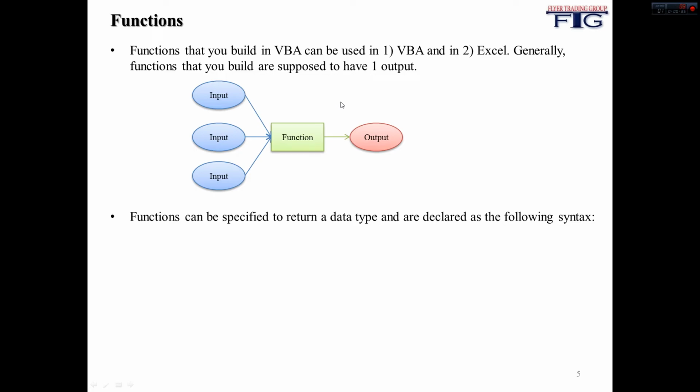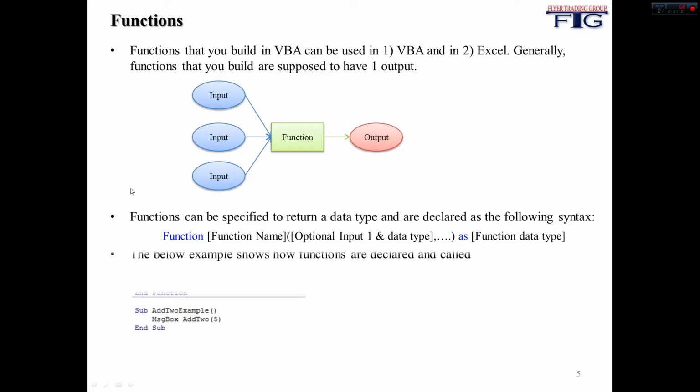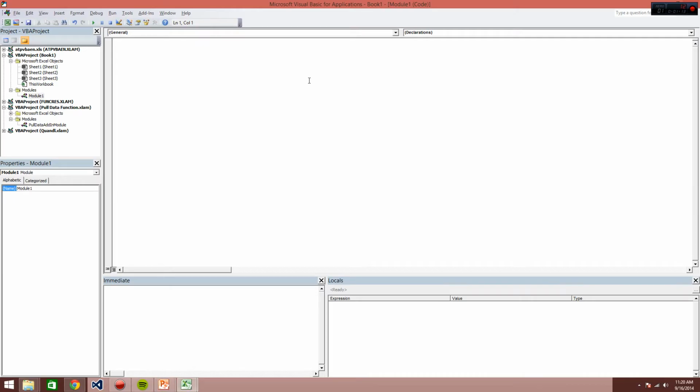Now, functions can be specified to return a data type, and they're declared in the following syntax. You start with the Function keyword, you put in whatever function name you want, you can put in inputs here, however many you want, and then you say As function data type. This As function data type is not necessary, but it's highly recommended. It would assume a Variant data type if you don't say As function data type at the end. So it's good for program flow to keep good practices. And we're going to be going through this example down here in Excel / VBA.